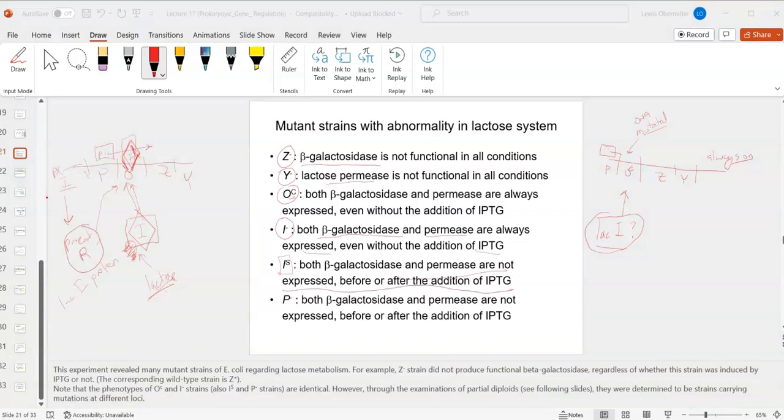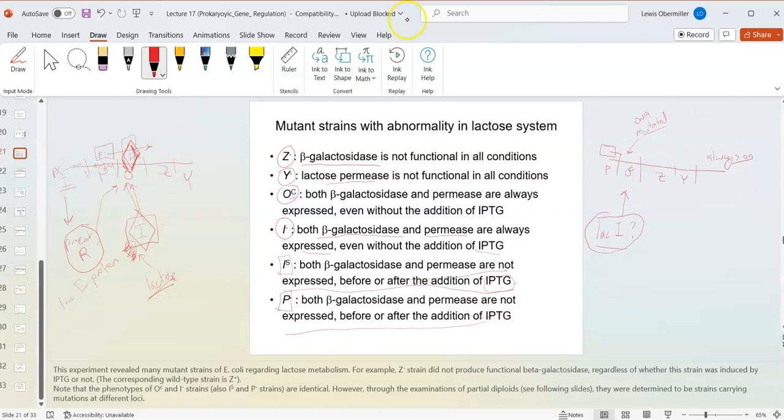Nothing can be expressed. It doesn't matter if, and remember, IPTG is just another name for lactose. It's just what's used in petri dishes because it can't be broken down, so you don't have to keep adding lactose in it. P minus is just what you think. The promoter is jacked up, and if the promoter is jacked up, the polymerase isn't going to recognize it, and it doesn't matter what happens here. Nothing's going to be made.